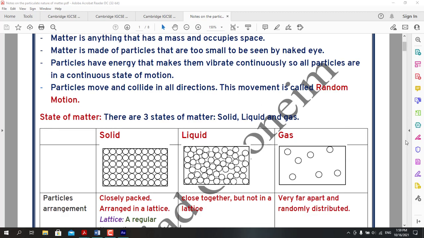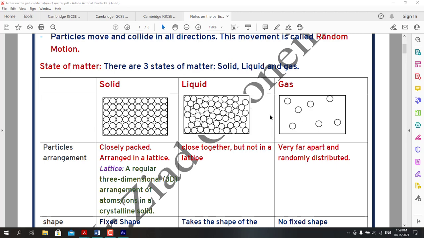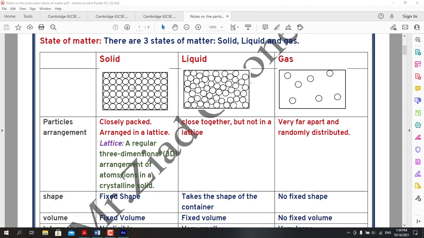So, we have three states of matter. Any matter can exist in one of these three states, either a solid or a liquid or a gas. If we look at these three pictures, we can see a diagram representing how the particles are arranged in each of these states. So if these circles represent the particles of a solid, as you can see, they are firmly attached to each other. There are very, very small intermolecular spaces that are actually negligible. We can say that they don't even exist. These particles are so firmly attached because the intermolecular forces between these particles are so strong.